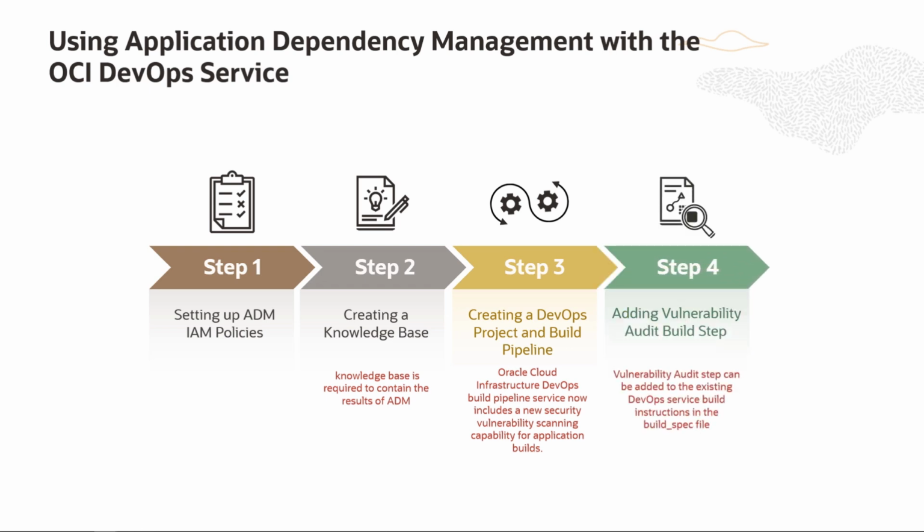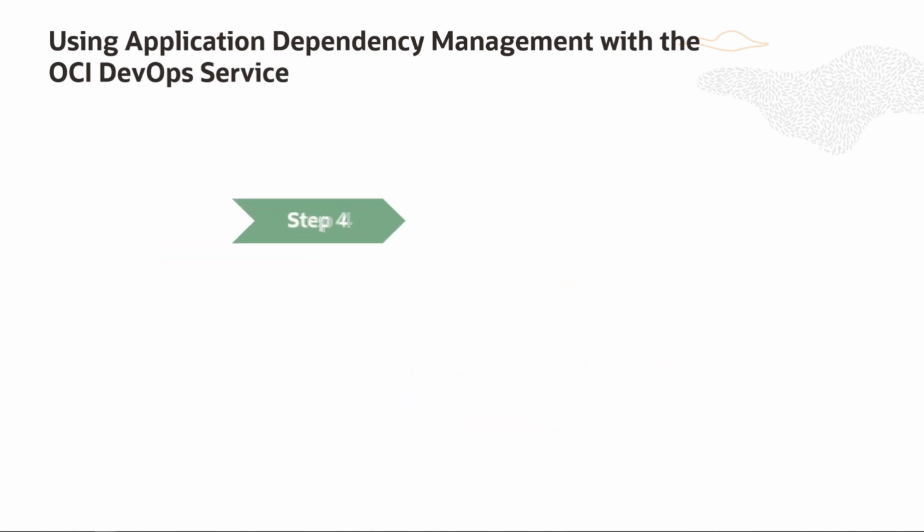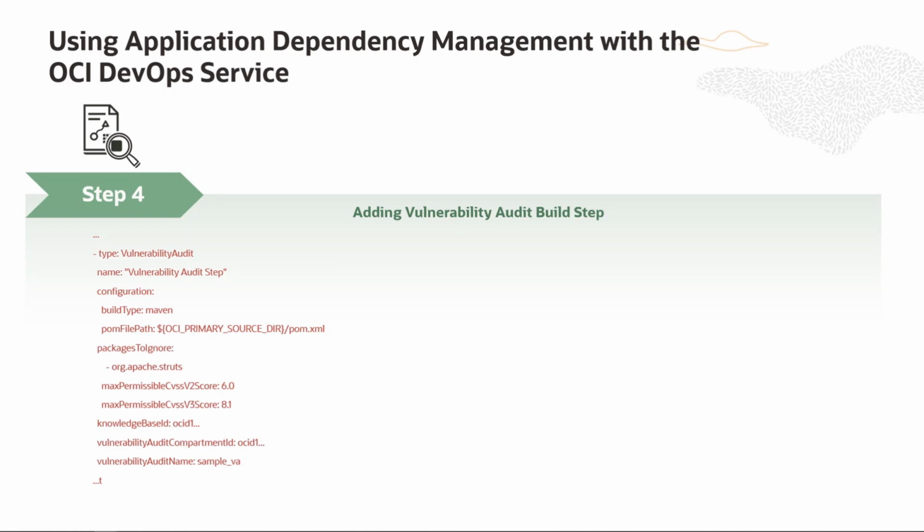Step 4 requires you to add the vulnerability audit build step. Vulnerability audit step can be added to existing DevOps service build instructions in the build_spec file. Let's talk about adding vulnerability audit build step in more detail. So as you can see, with this simple configuration, developers can control the configuration of the scan to pass or fail. Let's try to understand this configuration in more detail.